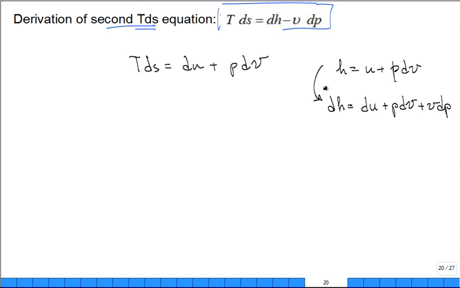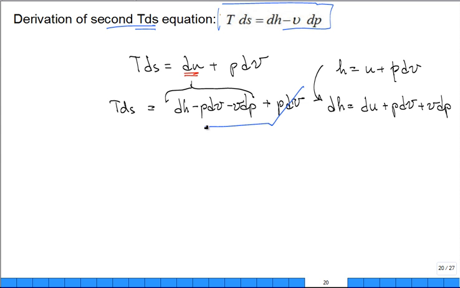All right. So now what I do is I see du sitting right here. I'm going to replace that by dH minus PdV minus VdP. So that's what I did with the du. And we leave PdV, TdS, and guess what we can cancel? That one. And we're left with the second TdS equation, TdS equals dH minus VdP. Okay? Great.